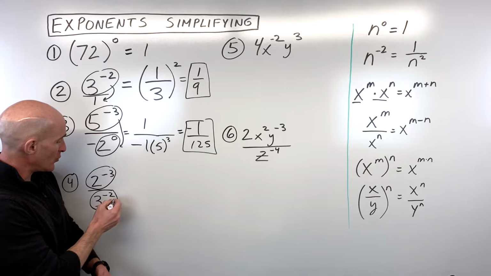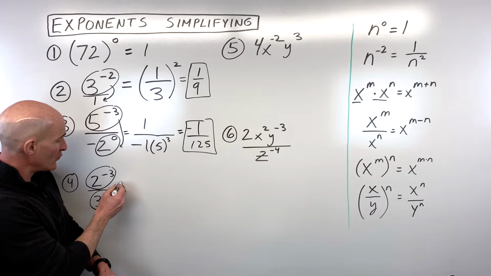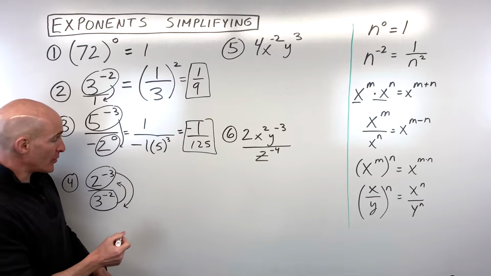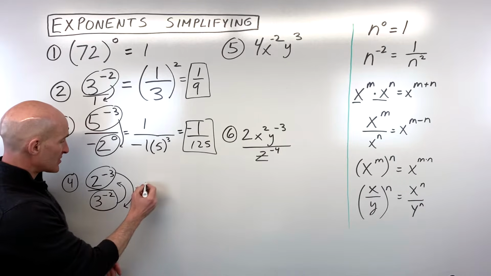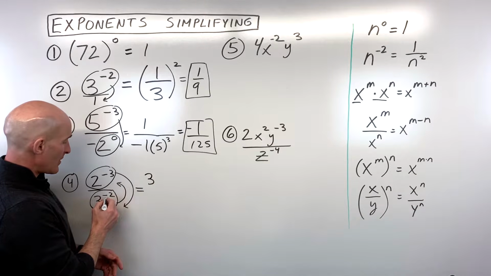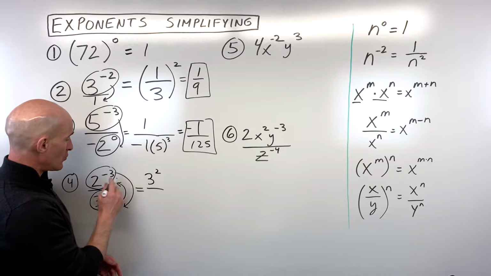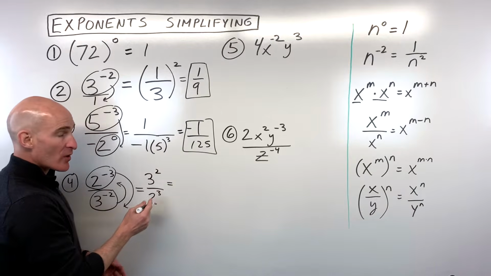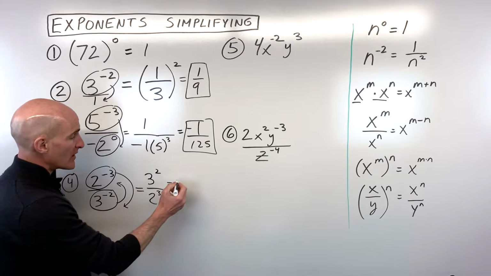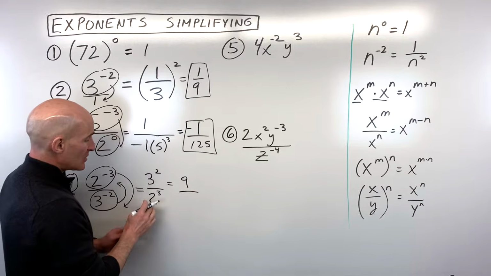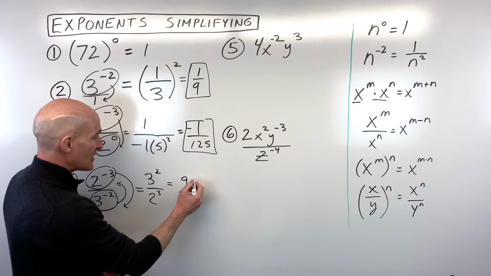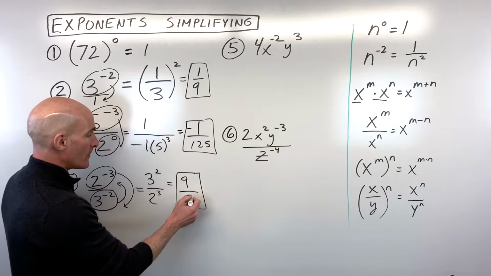Okay, for number 4, this one's kind of interesting because this is a negative exponent and this also has a negative exponent. So this one in the denominator, I'm going to move to the numerator. The one in the numerator, I'm going to move to the denominator. That negative tells us to take the reciprocal. So this is going to become 3 to the positive 2 over 2 to the positive 3. Of course, 3 squared means 3 times 3, like 3 twice, so that's 9. And 2 cubed is 2 times 2 times 2, which is 8. And so we're getting 9/8 for that one.